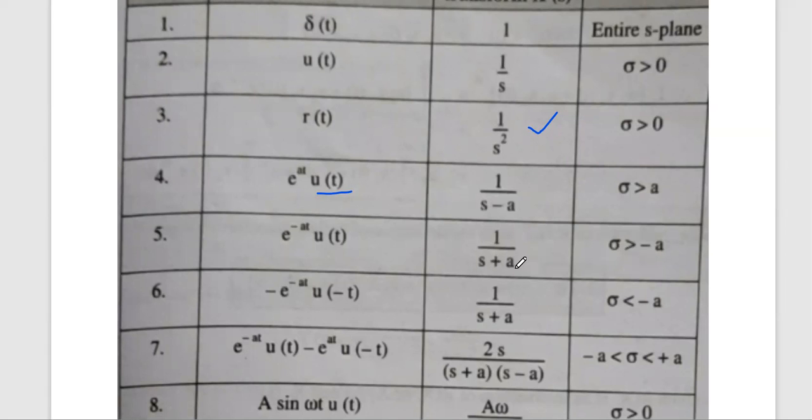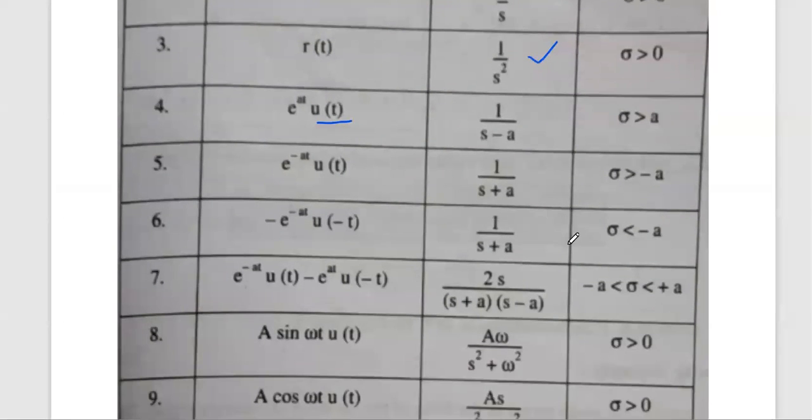Okay, the pole value is S equal to minus A. So sigma greater than minus A is the ROC value. Okay, similarly, minus e power minus at u of minus t. This is the anti-causal signal. Okay, so this signal is available for the negative duration of time.